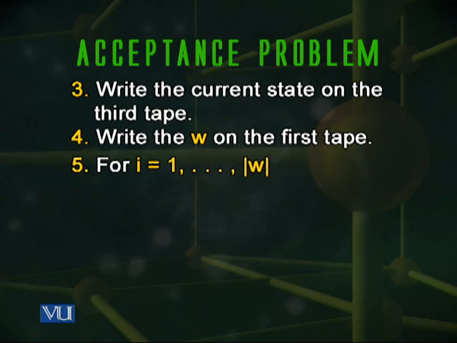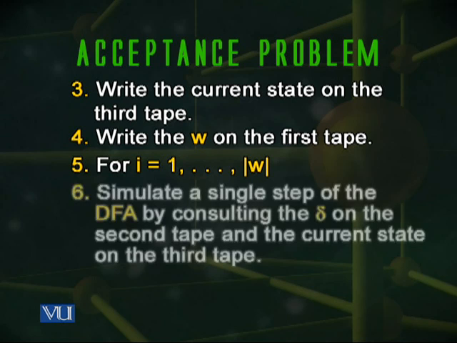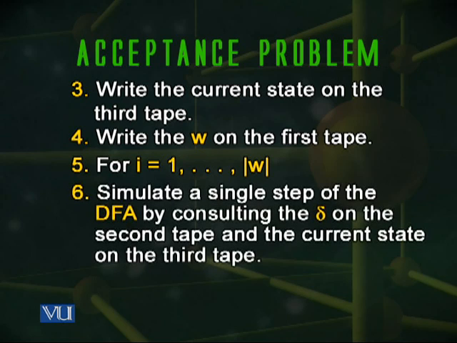Now we will run a loop which will run for i going from 1 to the length of the string steps. And each time we go through this loop, we will simulate a single step of the DFA. This is done by scanning the heads, consulting the transition function on the second tape and the current state on the third tape. By doing this, we'll be able to simulate one step of the DFA. After that, we run this loop for as many times as the length of the input.